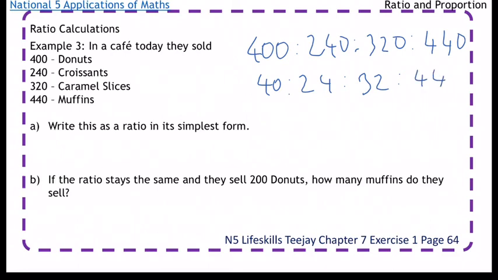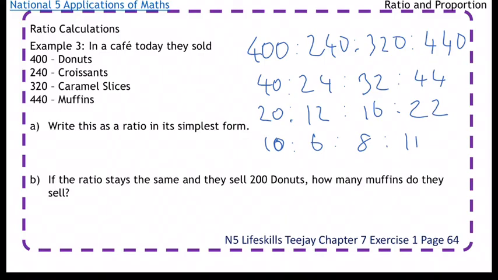Then divide them all by 2. So 20, 12, 16, 22. What you'll find is you can divide them all by 2 again. So you've got 10, 6, 8, and 11. And then it's not going to go any further after that. So that's the ratio in its simplest form.